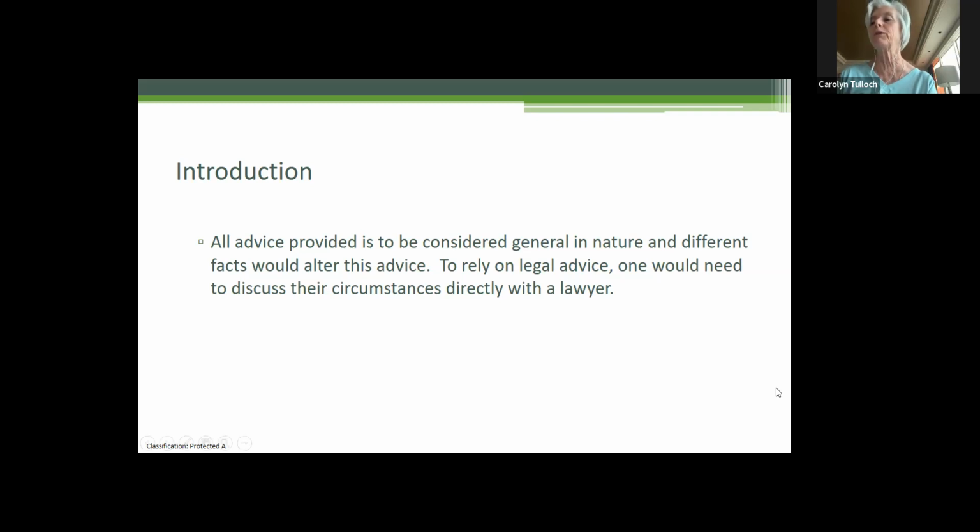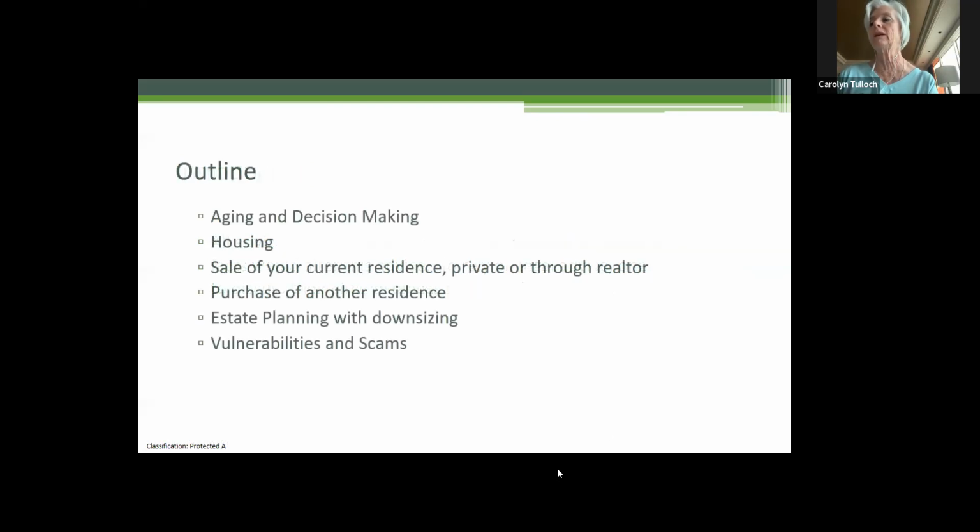So in the program today, I wanted to talk about several areas, starting with aging and decision-making, housing, the sale of your current residence, whether it's private or through a realtor, maybe the purchase of another residence, estate planning with downsizing, and then depending on time, we might get into a little bit of vulnerabilities and scams.